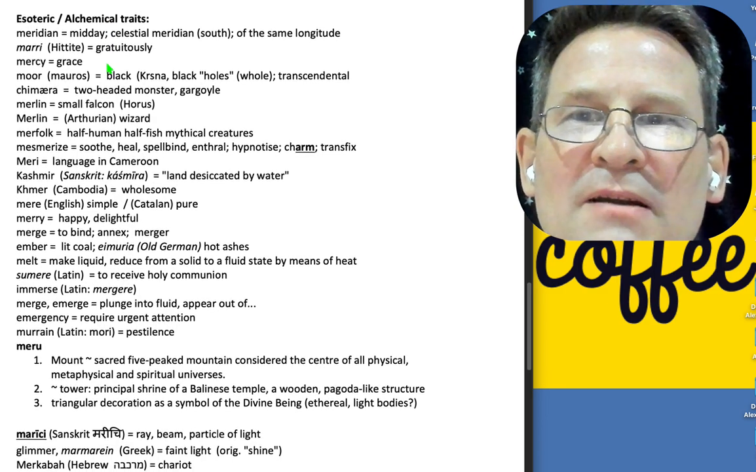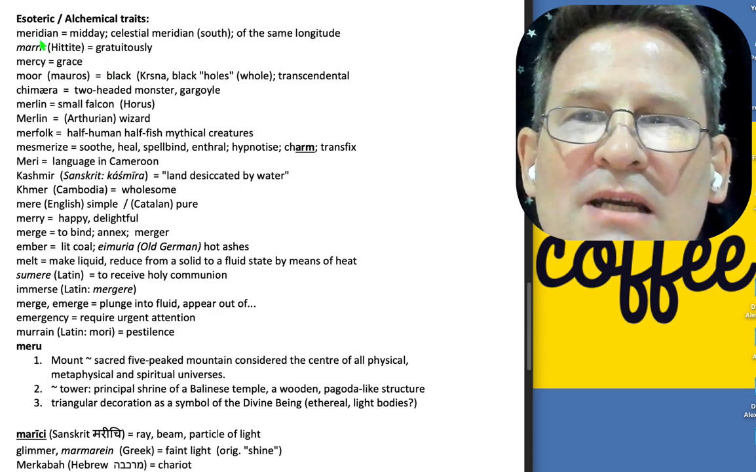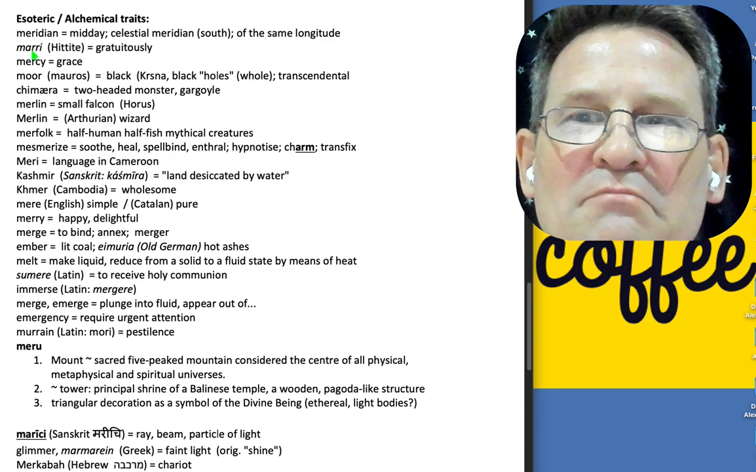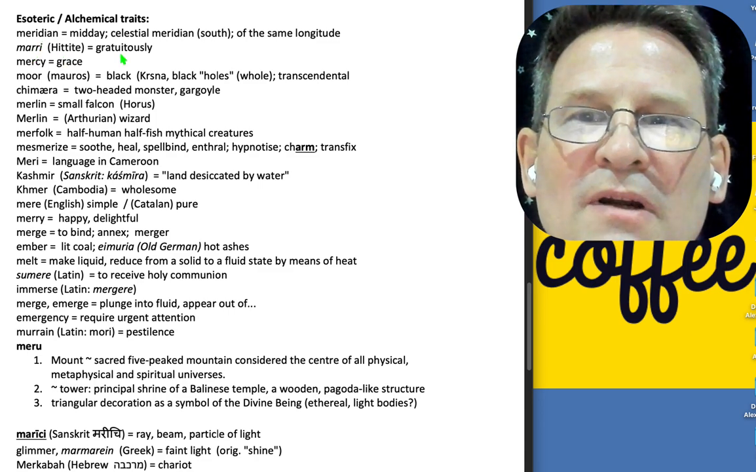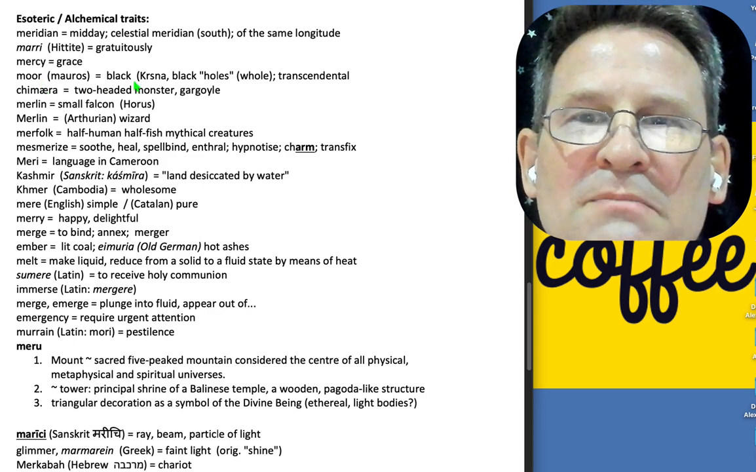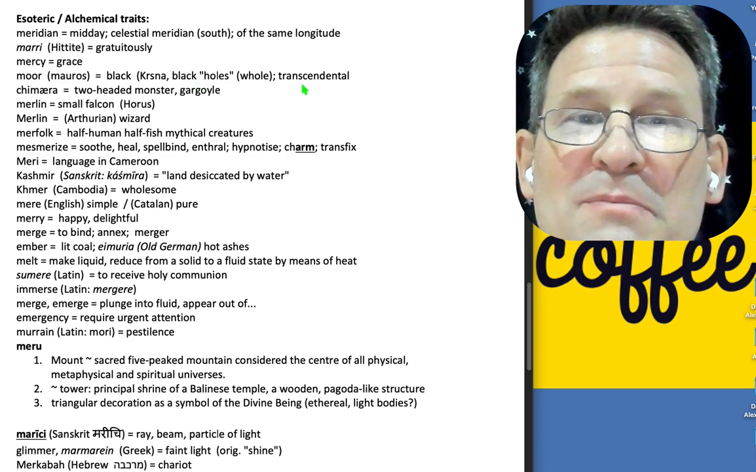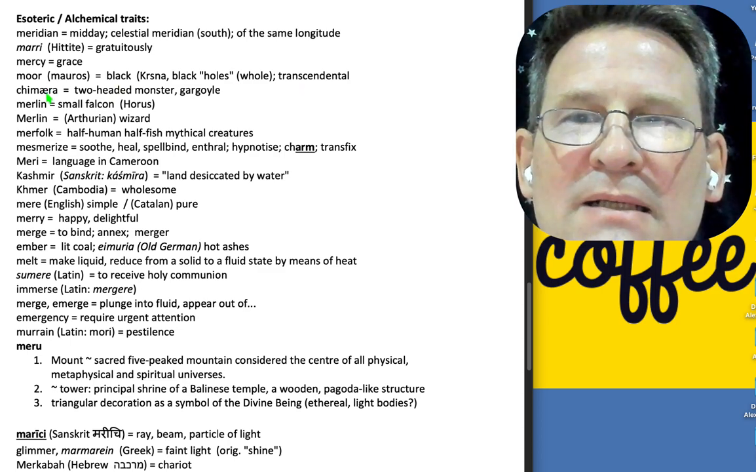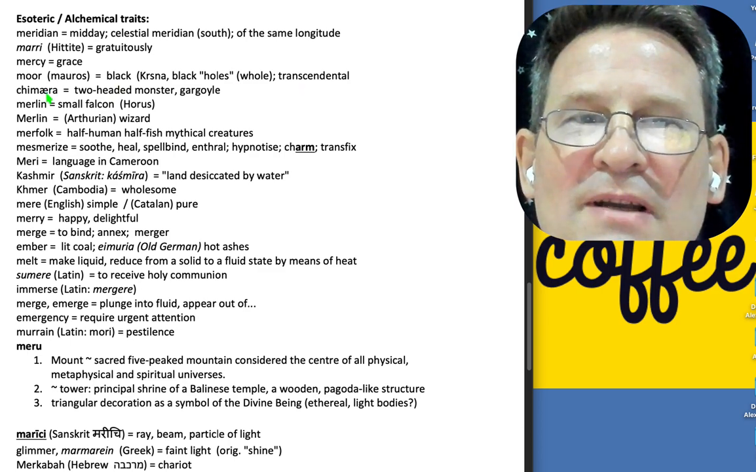We've got some esoteric traits here, alchemical language. Meridian, Mari, gratuitous. Mercy, More, which is black, Krishna. Transcendental, transparency. White is not transparent, is it? Black is.